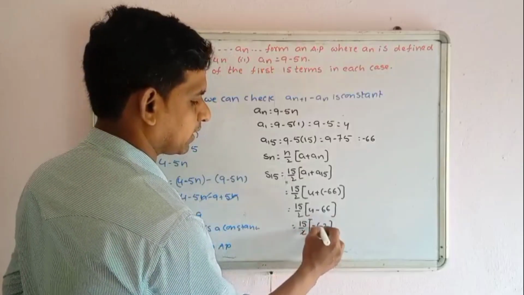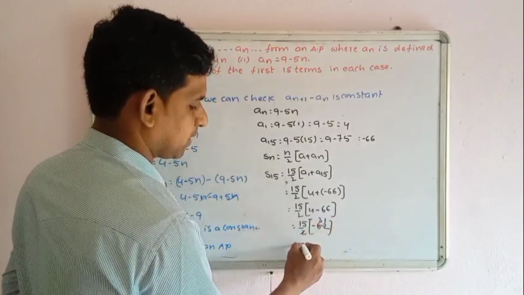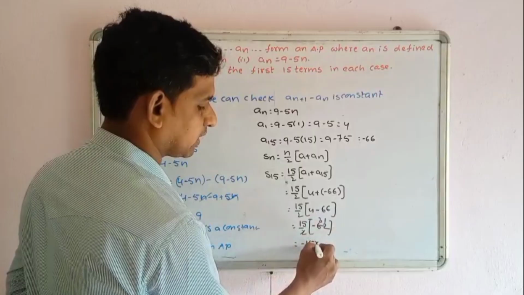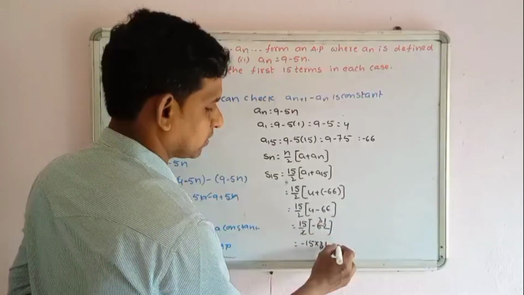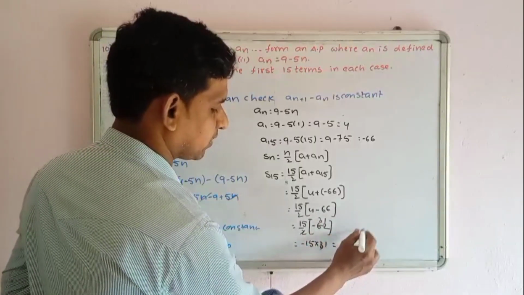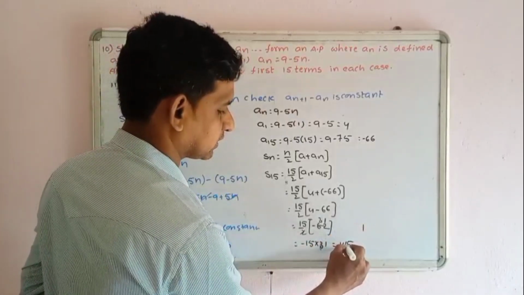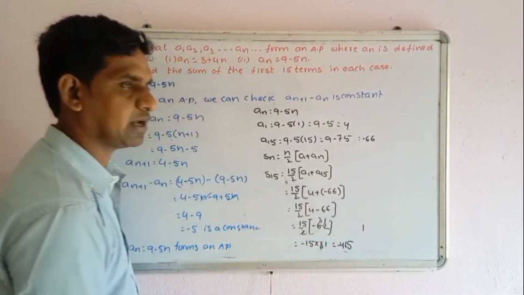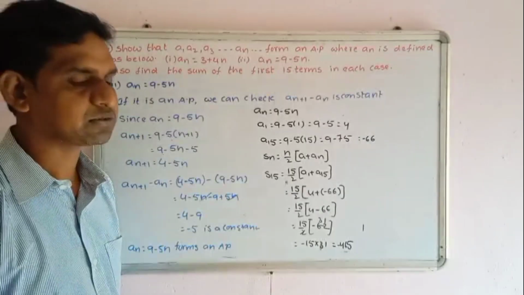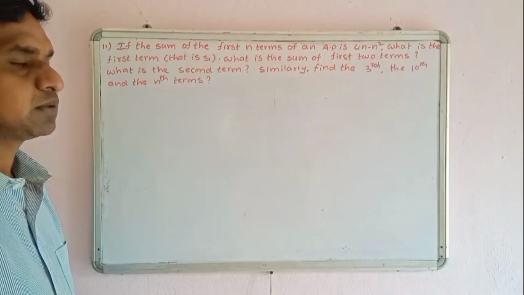Two goes into 62 how many times? 31 times. So −15 × 31. That equals 15 ones are 15, 15 threes are 45, 45 plus 1 is 46. Therefore −465. It is the sum of the first 15 terms.